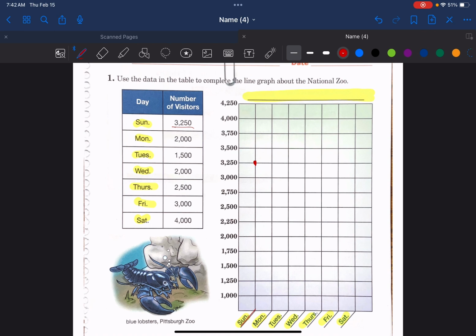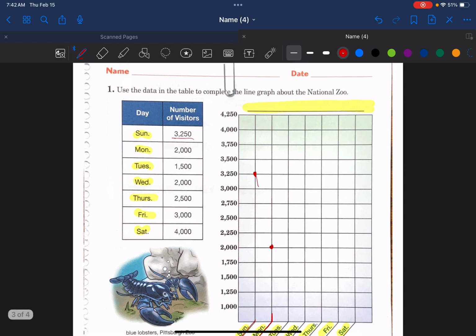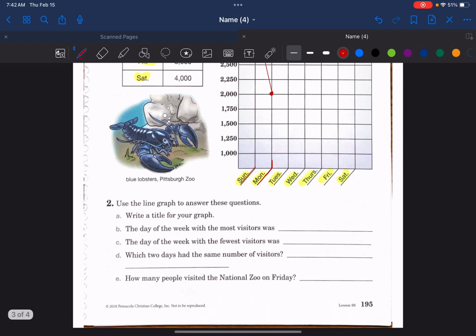Okay, then on Monday, find Monday's line. Here's Monday's line, so it's going to go up this direction. Okay, it says 2,000. So I find where it has 2,000 and I make my dot. Now I can connect those 2 dots. Okay, so use a ruler if you need, but it should be a straight line. Okay, so continue doing that, and then you're going to answer the questions about it.